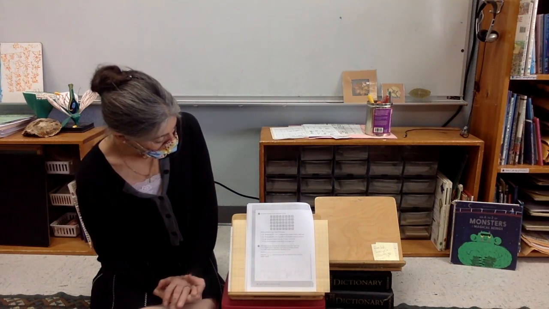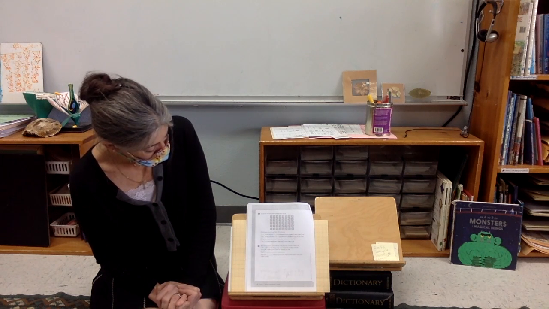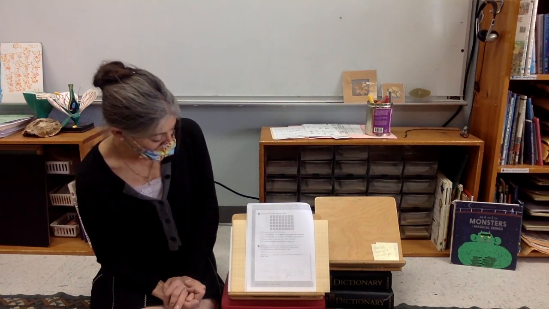Go ahead and flip this sheet over, everybody. We are on the back. Number 9. Jay placed 40 chairs in the rows shown below. 1, 2, 3, 4, 5, 6, 7, 8. Okay, 8 chairs in each row, 5 rows. Which statement is true? Mark all that apply.